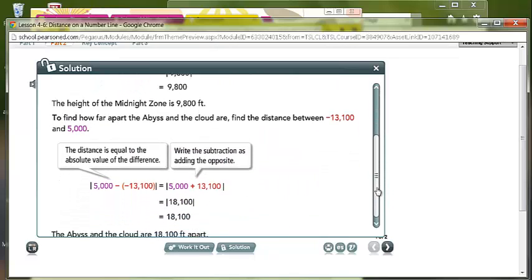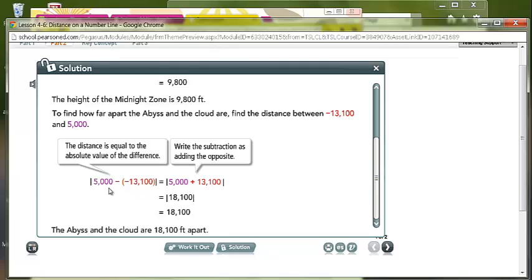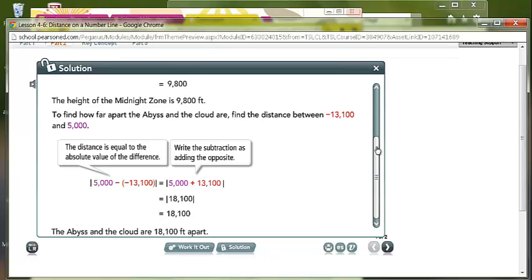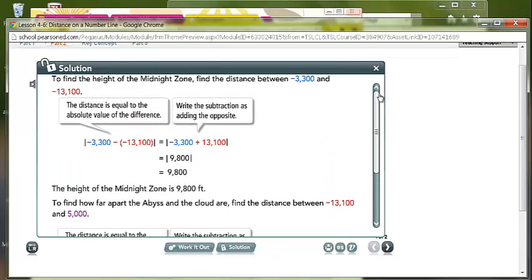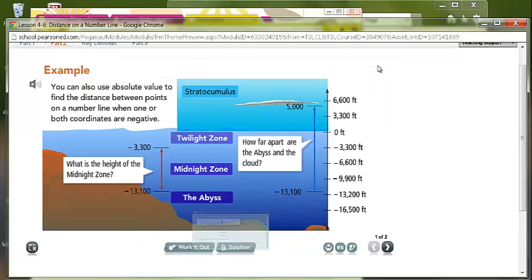If we look at the abyss to the cloud, we take the altitude of the cloud and subtract the altitude of the abyss. When we do that, we find that we have a double negative, subtracting a negative, which will give us a positive. So when we combine that and take the absolute value, we find that we are 18,100 feet apart. Hopefully these aligned with your answers. Go ahead and rewind and review these if you need to.